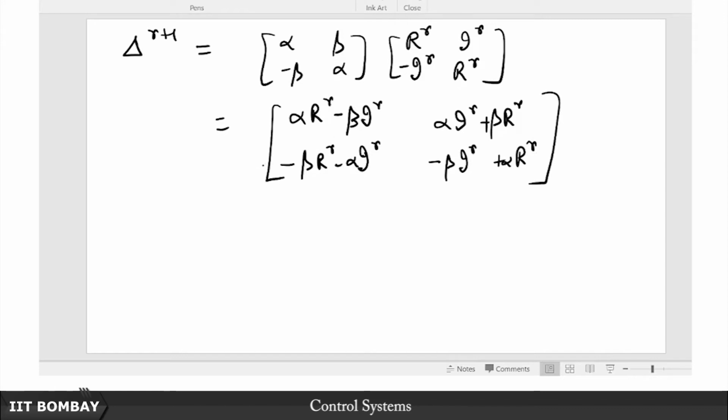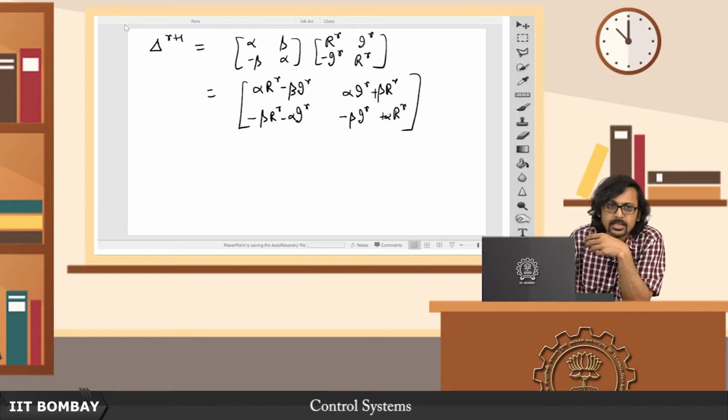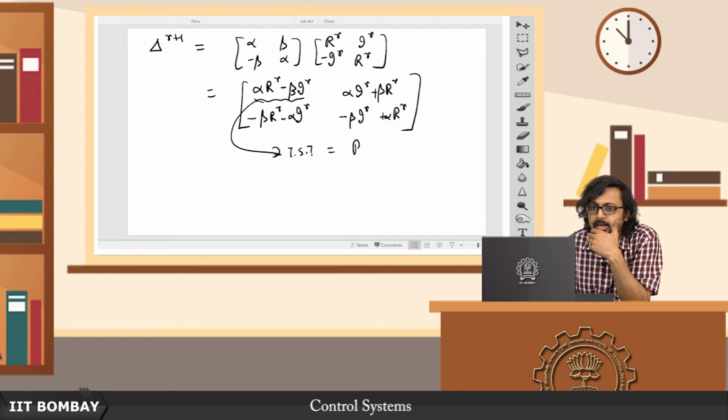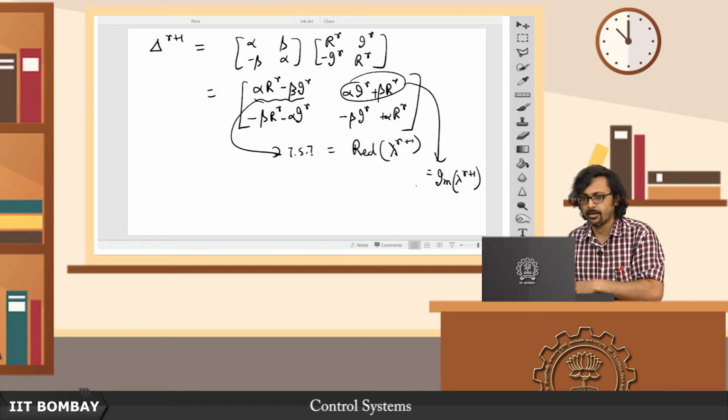Now what is the guarantee that this is indeed going to be so? What we need to show, if you just focus on this part, is that this is equal to the real part of lambda to the power r plus 1, and that this part is equal to the imaginary part of lambda to the power r plus 1. How do we show that?